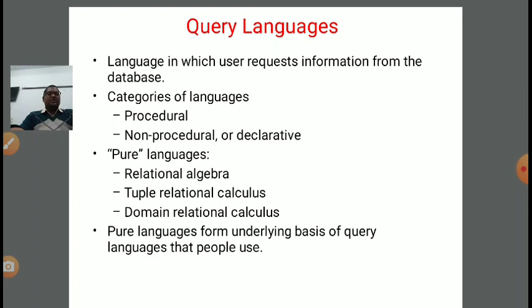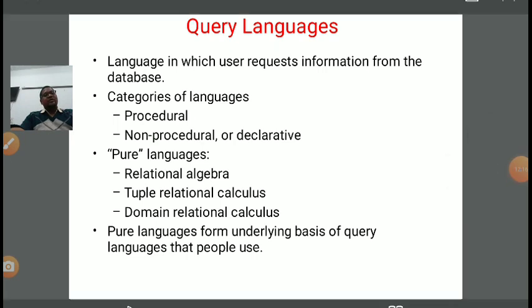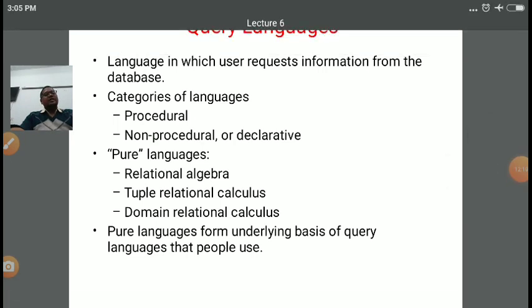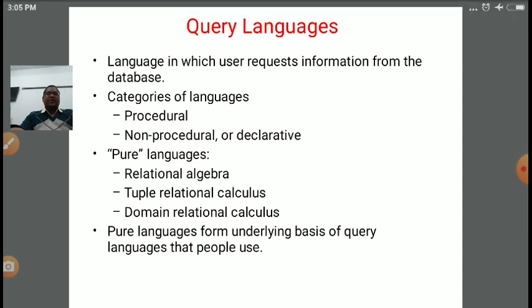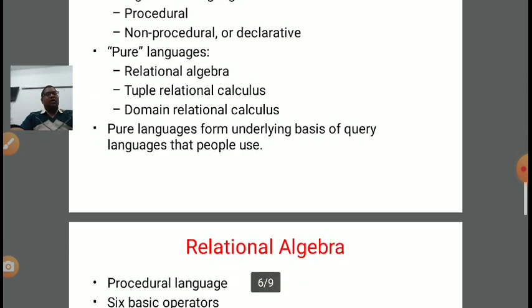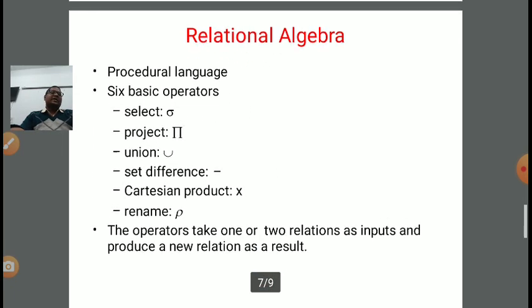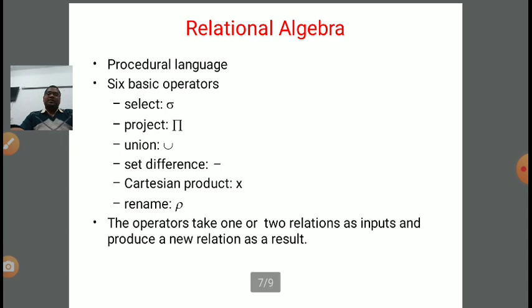Now, pure languages form the underlying basis of the query languages that people use. Professionals use relational algebra, TRC and DRC, but SQL, a non-procedural, declarative language, the Structured Query Language, is generally used by all. Relational algebra is basically a procedural language. It means we need to tell the database in the query what procedure to follow in order to get the required information.